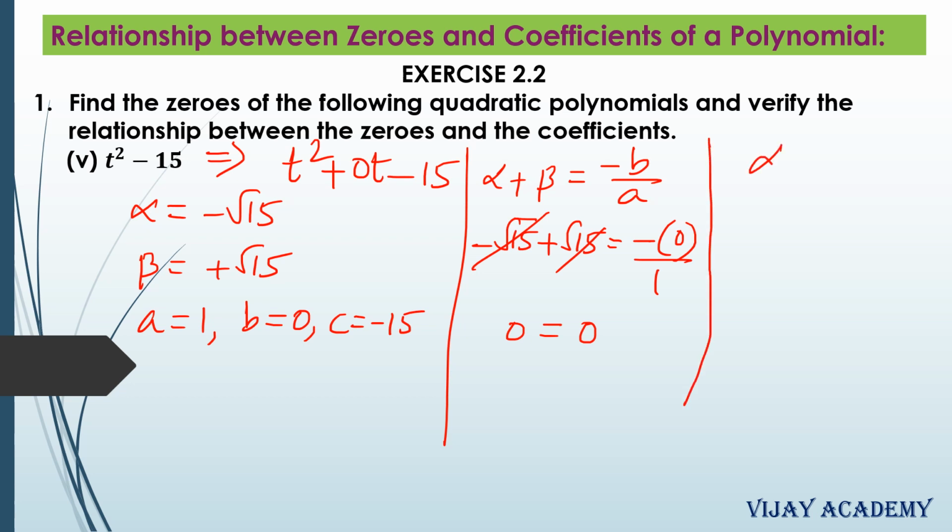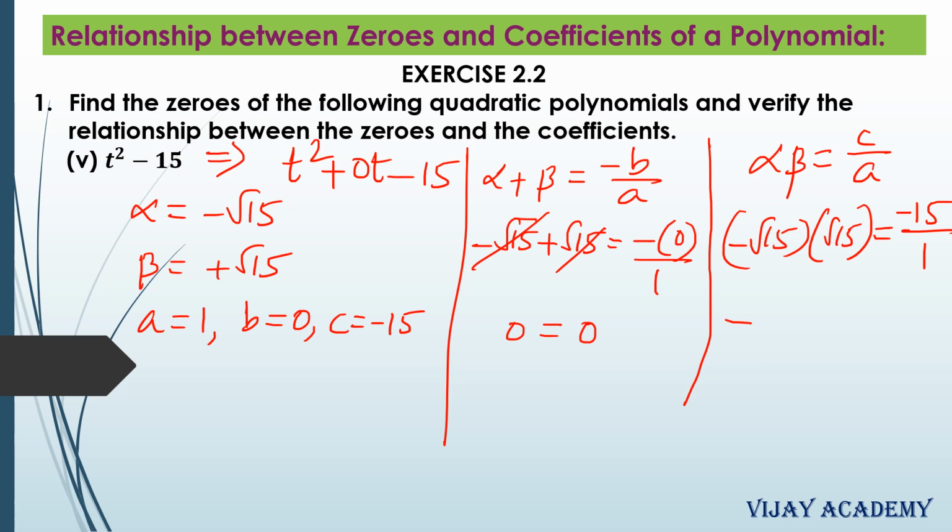The second relation is alpha into beta equals c by a. Alpha is minus root 15 and beta is plus root 15, and c value is minus 15 divided by a, which is 1. Now when you multiply, minus into plus is minus in the LHS, and root 15 into root 15 is 15, so it equals minus 15. The RHS, minus 15 by 1, is minus 15. So hence verified.